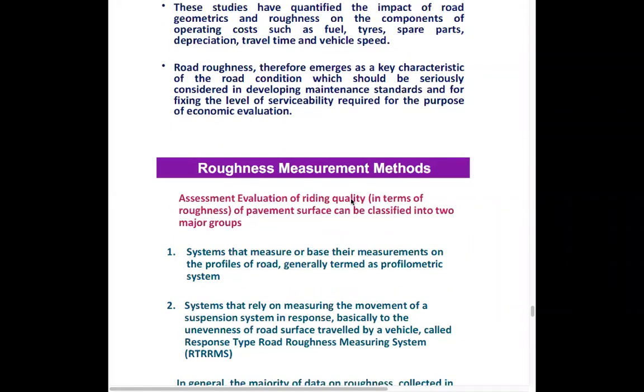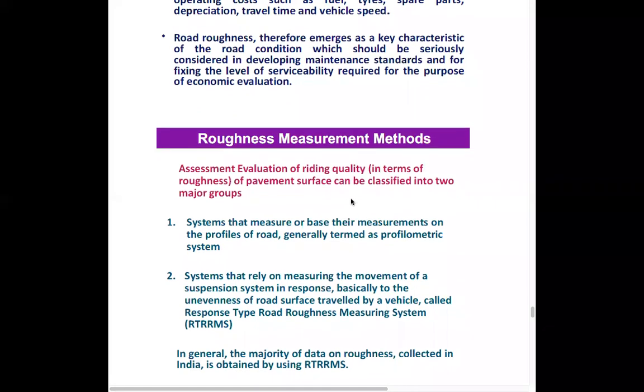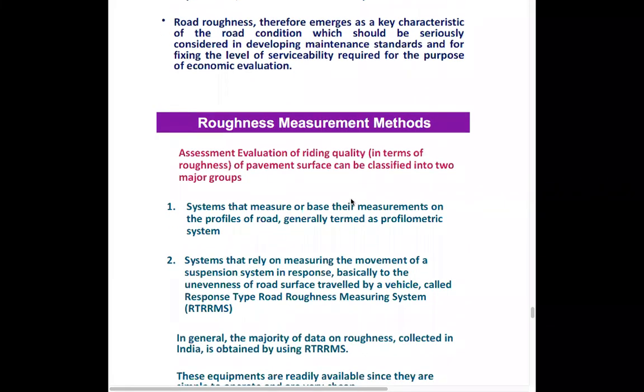Now coming to the roughness measurement methods. How to assess this particular roughness, how to evaluate this roughness, how to measure this unevenness. They are classified into two major groups. One is based on the profiles of the road. Systems which are based on the profile of the road are generally termed profilometric systems. The first one, wherein you can measure the unevenness, is known as a profilometric system.